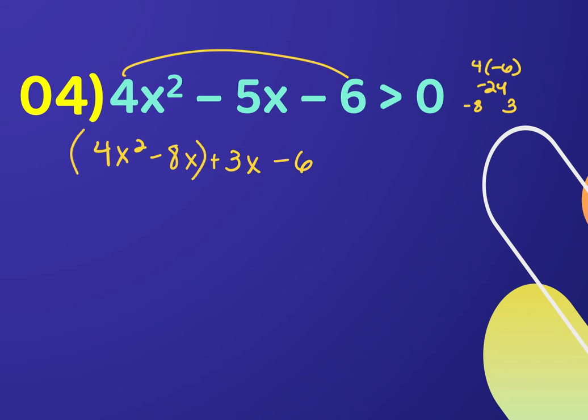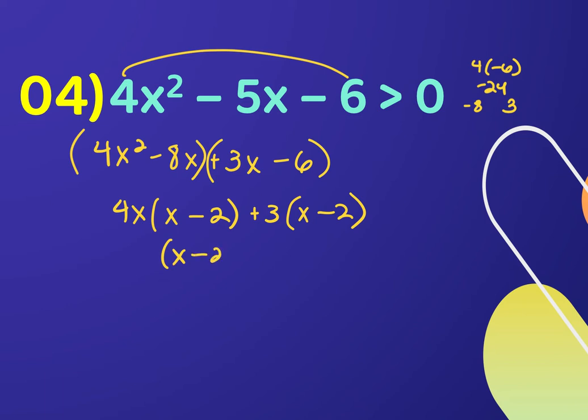And factor by grouping. Take out a 4x, x minus 2, take out a +3, x minus 2. And I get x minus 2 and 4x plus 3. And then we split and solve. 2 and -3/4.